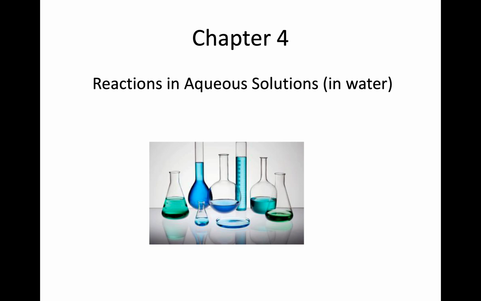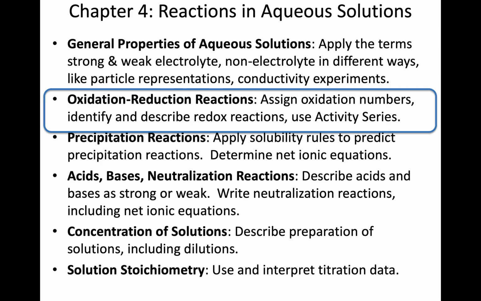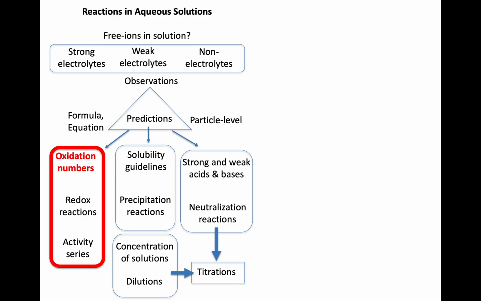In Chapter 4, we're considering different types of reactions. One such type is called an oxidation-reduction reaction. An important initial step to understanding oxidation-reduction reactions is to be able to assign oxidation numbers. And that's the focus of this particular video.